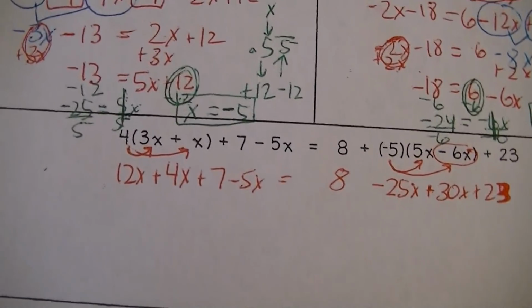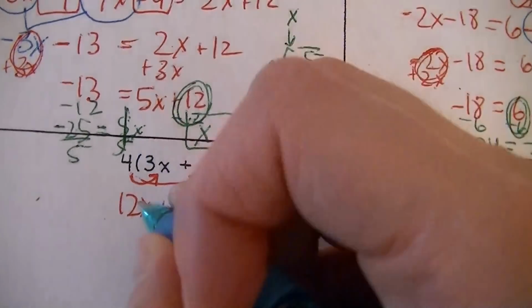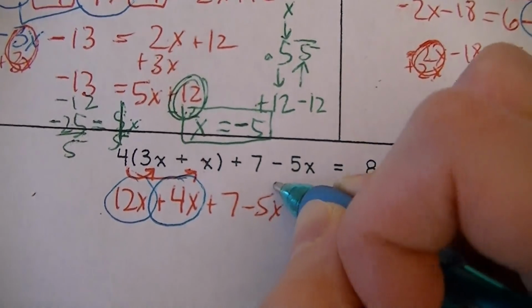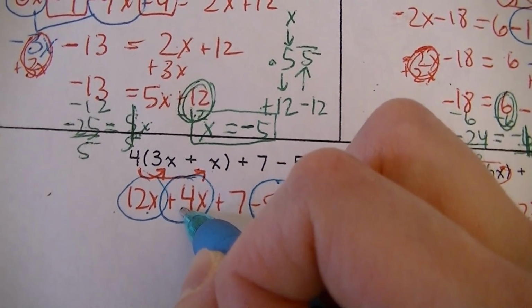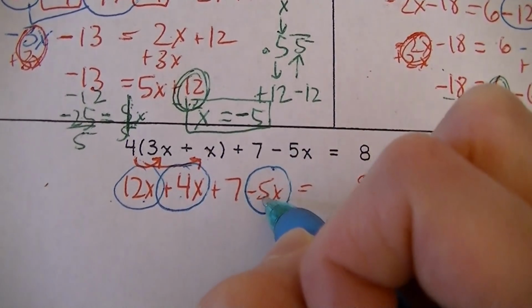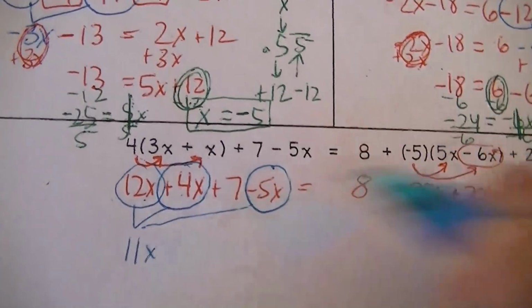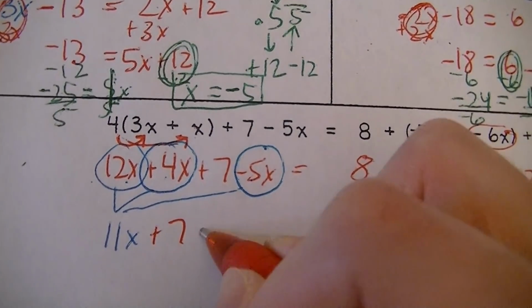All right, now let's see what things we can simplify on the same side of the equal sign. And I see that I have a 12x, and a like term with it is a 4x, and a like term with that is a minus 5x. So 12x plus 4x is 16x. 16x minus 5x gives me 11x. Okay, and then bring down your plus 7, equal sign.